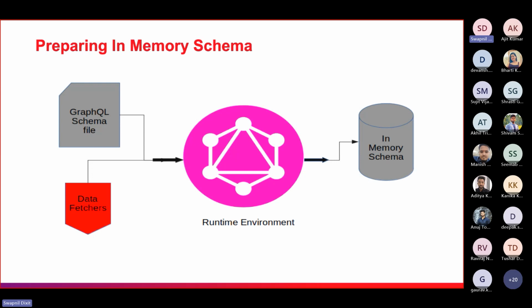So here is a diagram. As you can see, this is preparing an in-memory schema. So let us see how. First we create a schema file using the schema definition language, and then we create the required data fetchers for the operations required. The data fetchers defined in the schema file, then we feed the schema file and the data fetchers to the runtime environment, and then it prepares an in-memory schema for it. This overall diagram is a high-level view of what internally happens inside GraphQL.